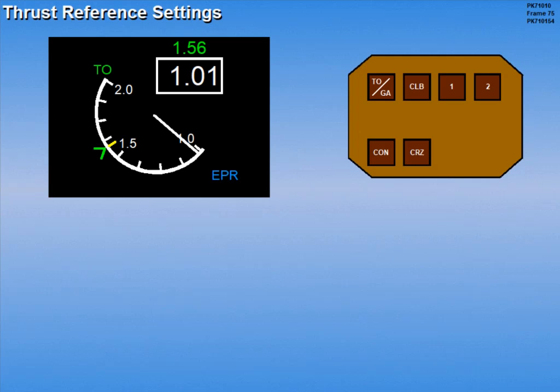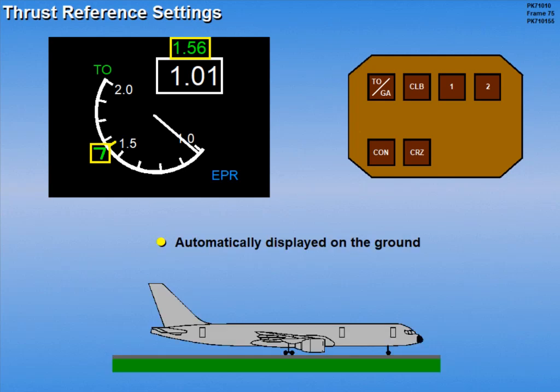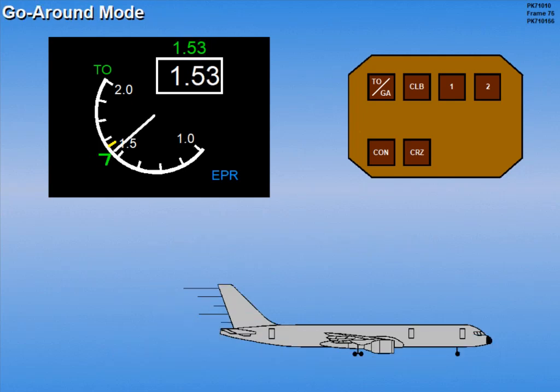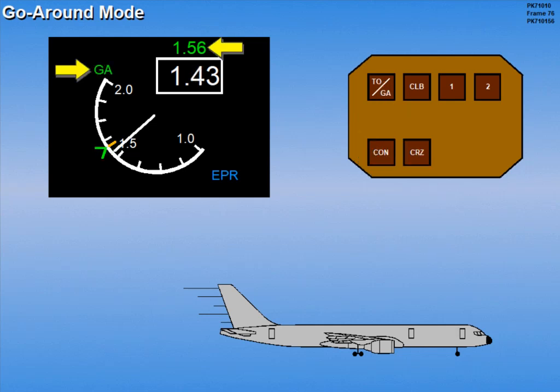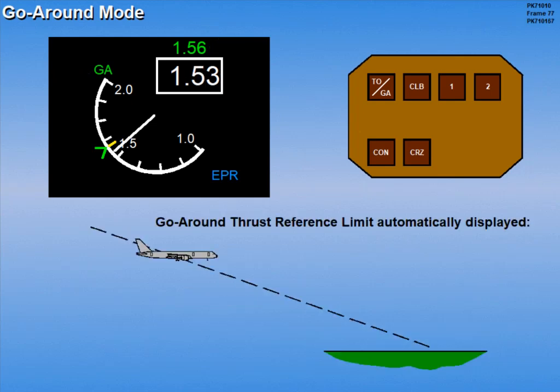The selected limit is displayed as a digital readout and a green reference bug. On the ground, the takeoff limit is automatically displayed. Pressing the takeoff go-around switch while airborne displays the go-around limit for go-around thrust. The go-around thrust reference limit is automatically displayed when the flaps are extended or glide slope is captured.